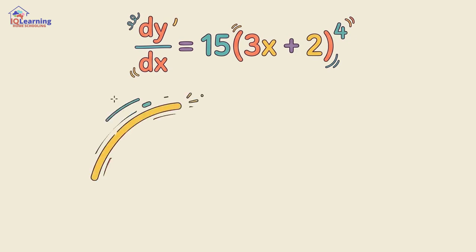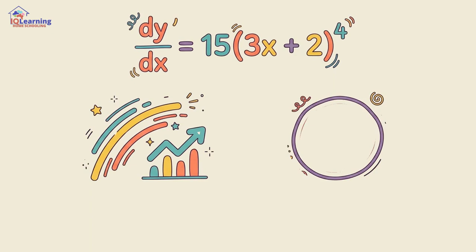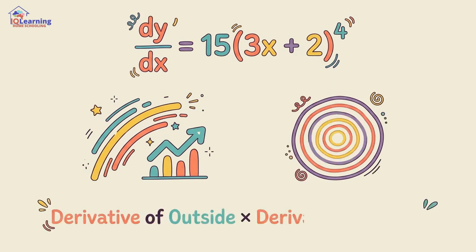And here is the important idea. The extra 3 appears because 3x + 2 changes 3 times faster than x alone. The chain rule tracks how changes move through each layer of the function. So the pattern is always: differentiate the outside, multiply by the derivative of the inside.